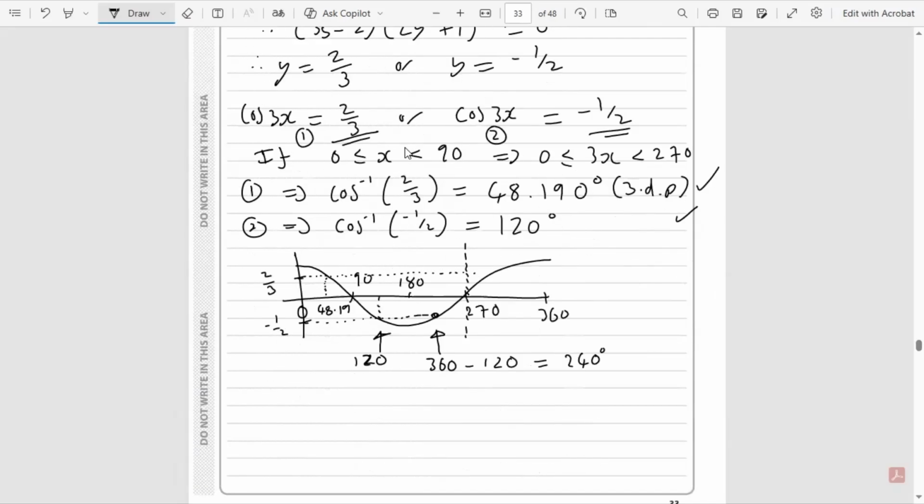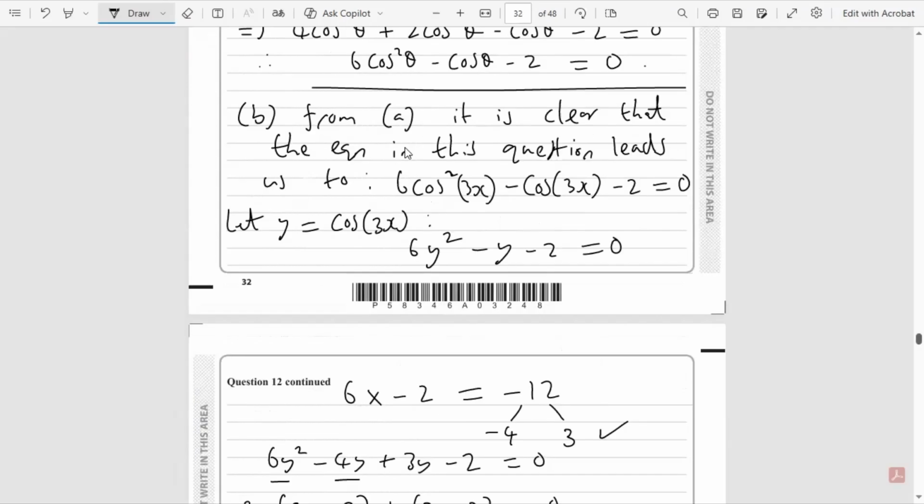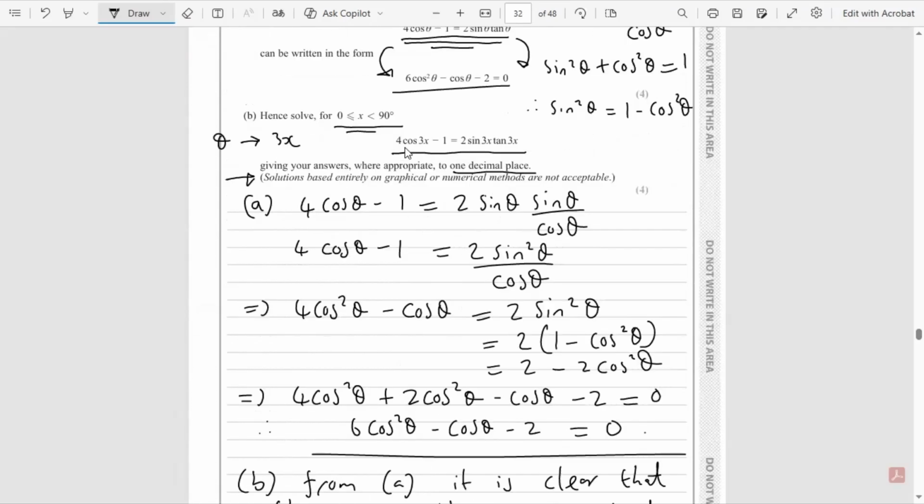Perfect. So we've got 3 possibilities, this one, this one, and this one. So therefore 3x is equal to 48.19 or 120 or 240. And now the last step is just divide by 3. Okay, so 48.19 divided by 3 to 1 decimal place. I think the question wanted 1 dp. It did, yeah, 1 decimal place.